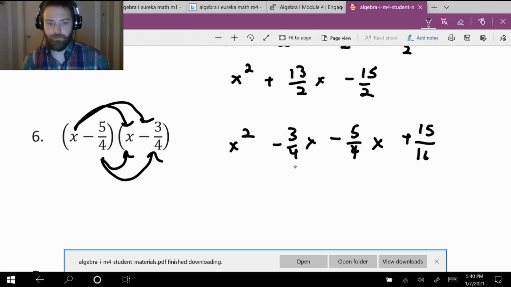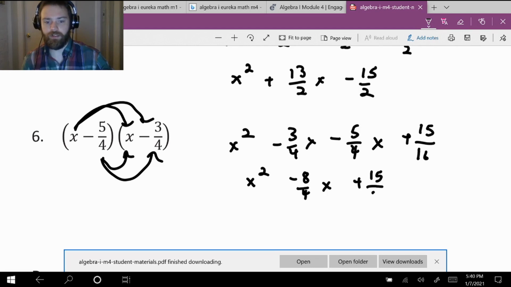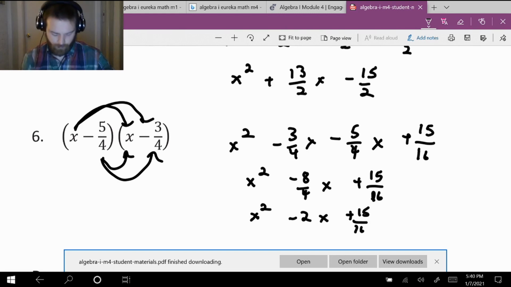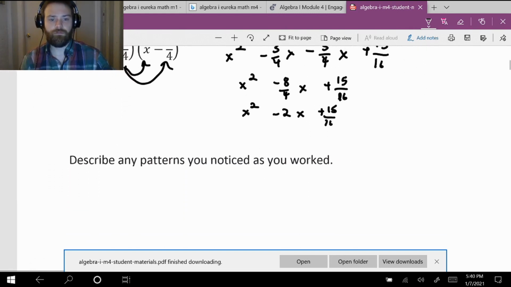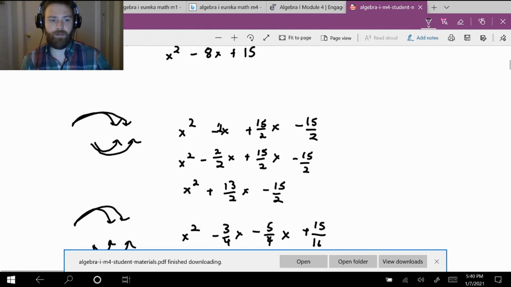And that's it. So then I just combine like terms. So negative 3 minus 5 is negative 8 over 4, x plus 15 over 16, not 15 over 6, 15 over 16. Negative 8 divided by 4 is negative 2. So I can simplify that more. So describe any patterns I worked.